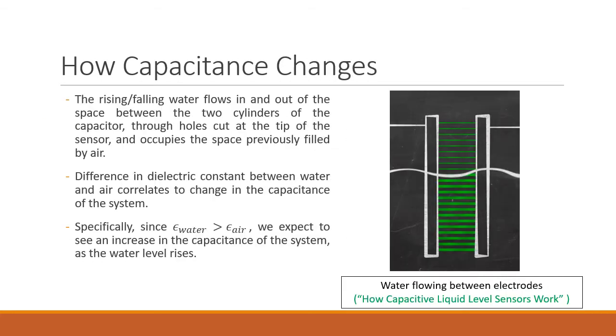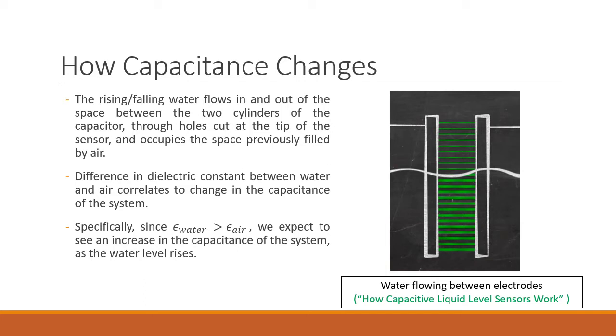Now, water flows in and out of the capacitor through a hole at the bottom of the sensor, and as it flows in, it occupies the space that was previously filled by air. And the difference in dielectric constant between air and water would lead to a change in capacitance as water flows in and out. Specifically, since water has a higher dielectric constant than air, we expect the capacitance to increase as the water flows up the capacitor, and vice versa.